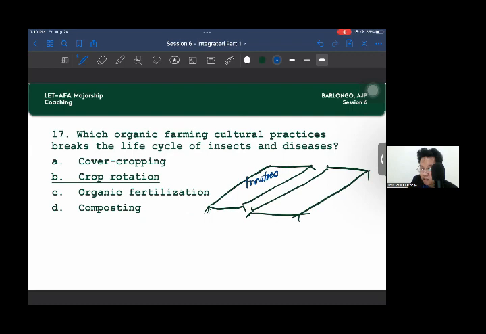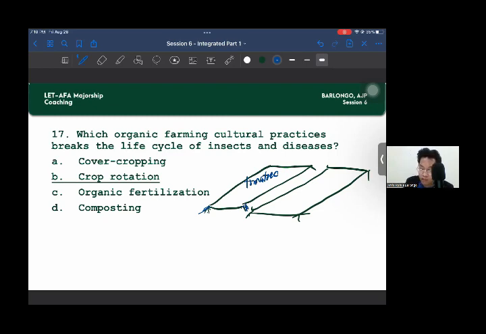Tapos, kapag nagbunga na yung tomatoes, of course, all throughout the life cycle of tomatoes, meron yung mga peste or mga diseases. So, of course, you can observe mga diseases like bacterial rot, yung mga ganyan. So, you can observe that.